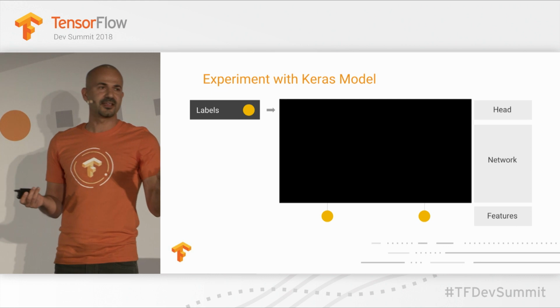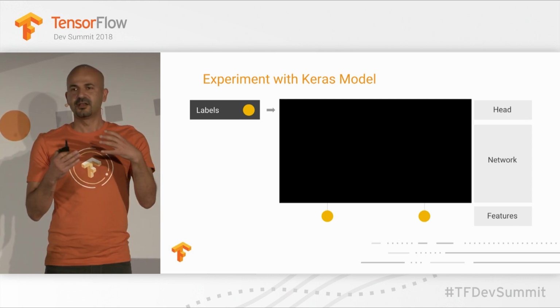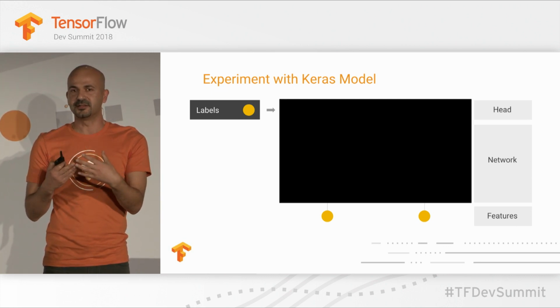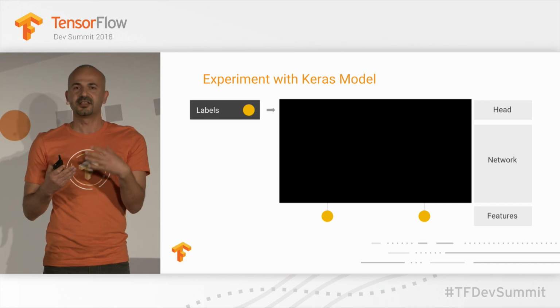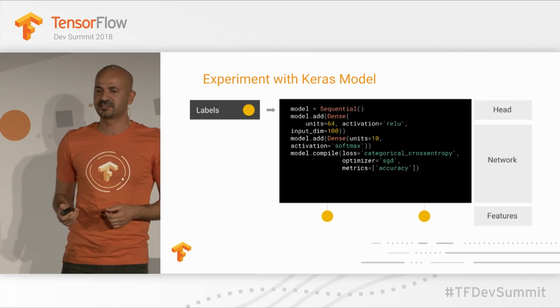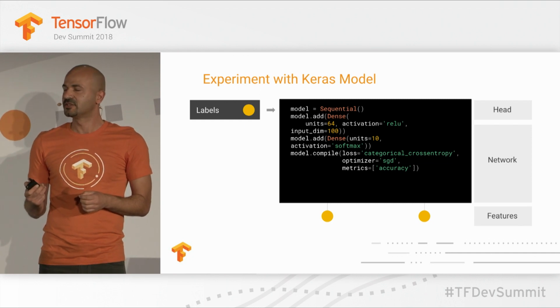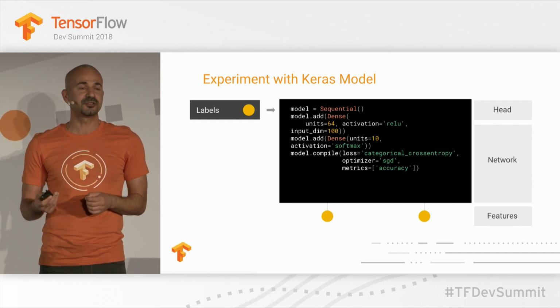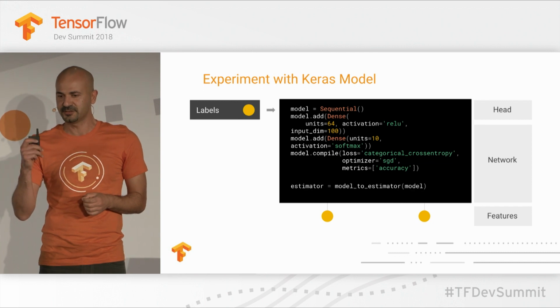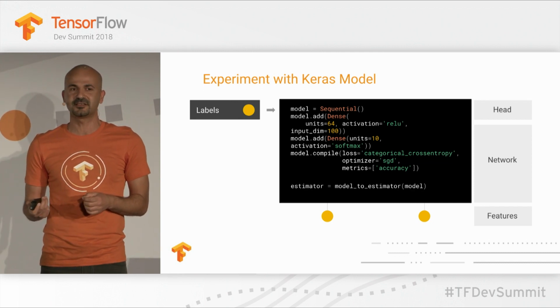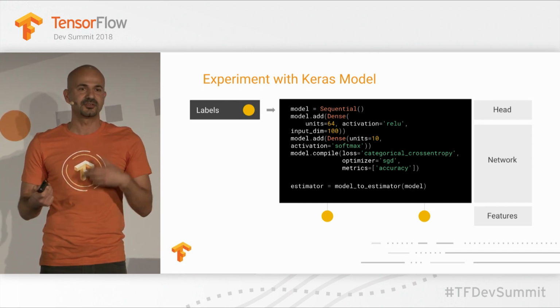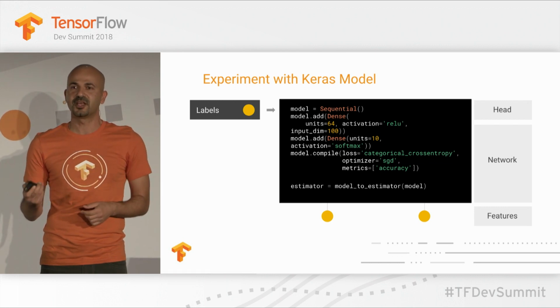Keras model is another way of creating your model. And it's very popular. It's very intuitive to use. For example, this is one of the Keras models you can build. So how can you get the estimator so that the rest of the pipeline should work? You can use model to estimator, which gives you the estimator, so you can run your experiments without changing your pipeline.